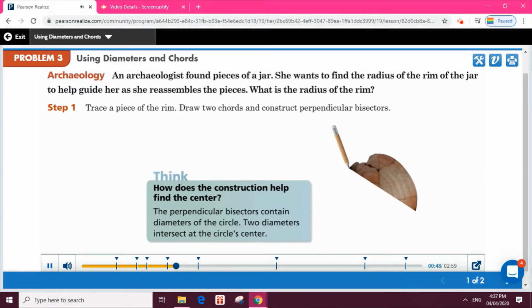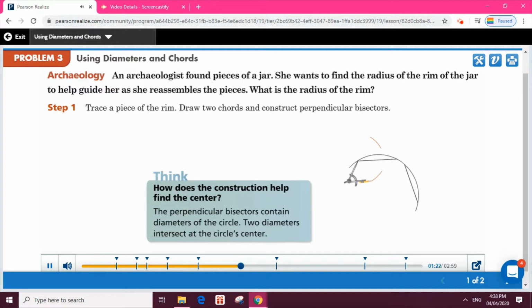First, trace a piece of the rim. Draw the first chord. Then, draw the second chord. To construct the first perpendicular bisector, start by putting a compass point on one endpoint of the first chord. Then draw a small arc above and below the segment. Make sure the opening of the compass is greater than 1/2 the length of the chord.